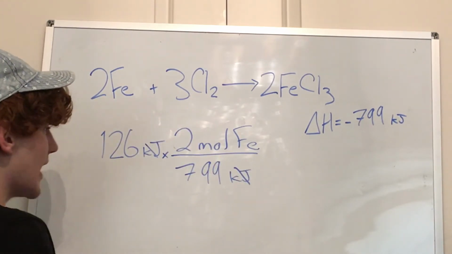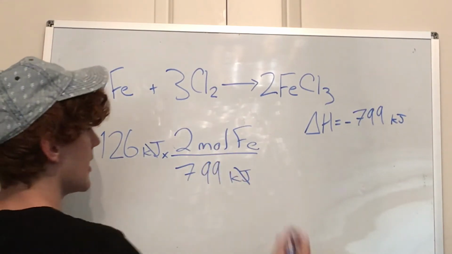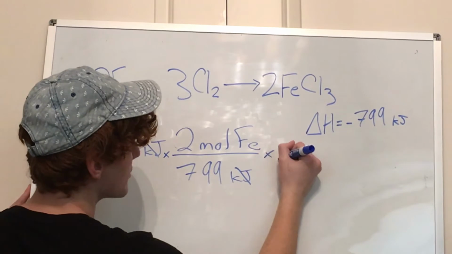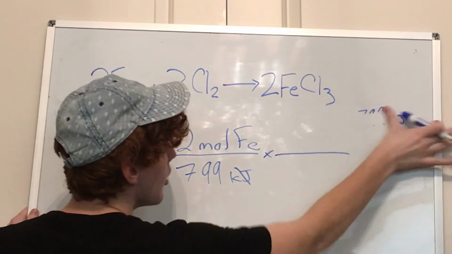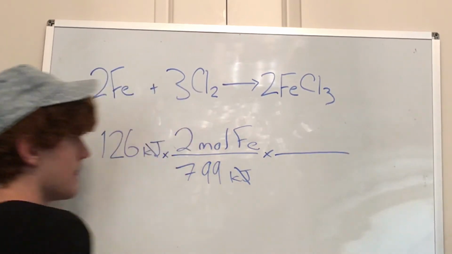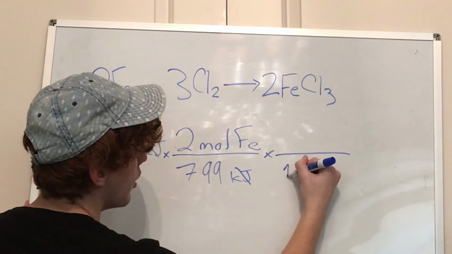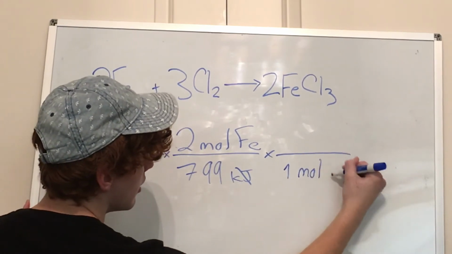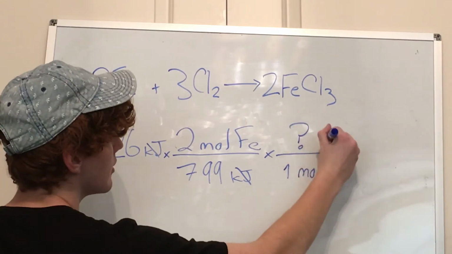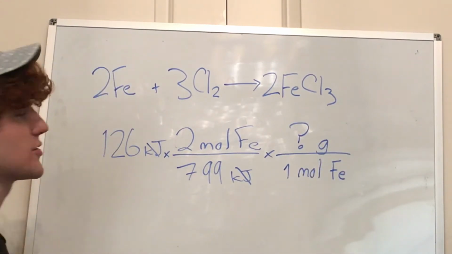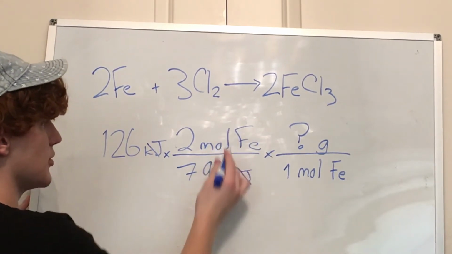All right? The next step is we're going to want to cancel out these moles. And just like last time, we're going to multiply it. This time, we're going to put the moles on the bottom, right? Because we want these moles to cancel out. So we're going to put 1 mole of iron is equal to how many grams? Because grams is what we're trying to get to, right? We want everything else to cancel out. So we got our kilojoules to cancel out by doing this one.